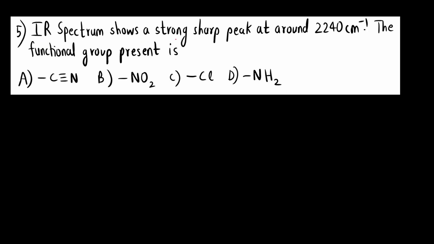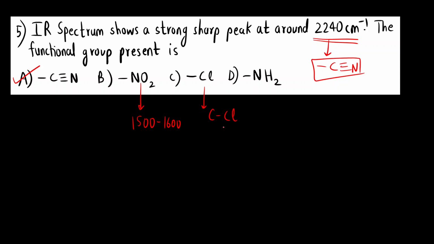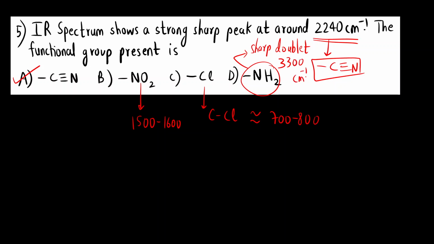Fifth one: the IR spectrum shows a strong sharp peak at around 2240 cm^-1. You must know this is for which functional group. This is for cyanide. So the correct answer is option A. Nitro is different, it is around 1500 to 1600. For the C-Cl bond, it is approximately around 700 to 800. For amine, we know that it is a sharp peak. For a primary amine, it will be a sharp doublet at around 3300 cm^-1. So the correct answer here is option A.